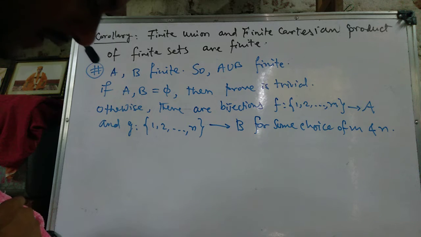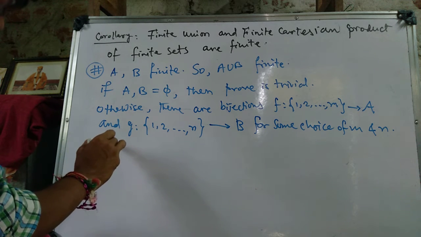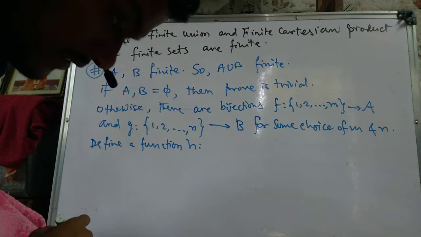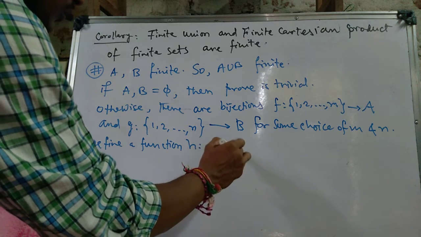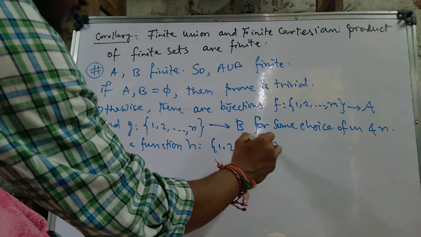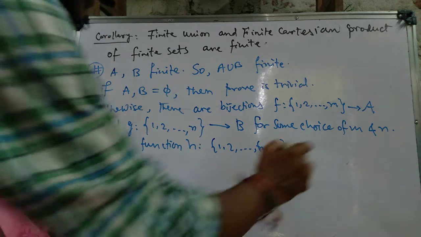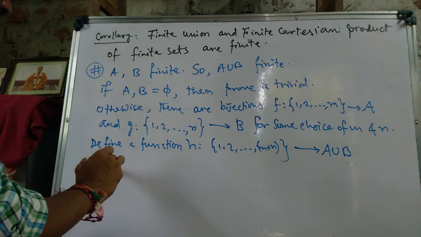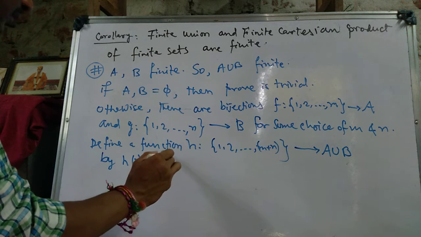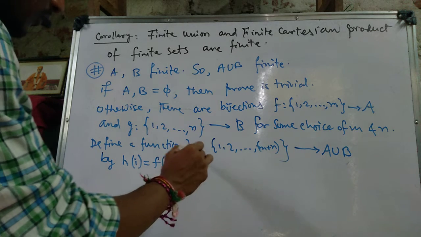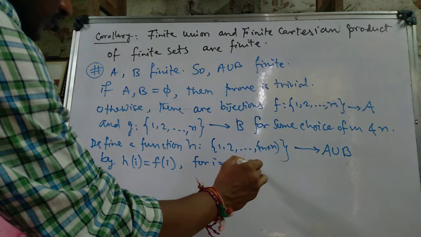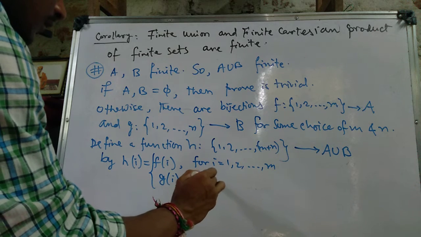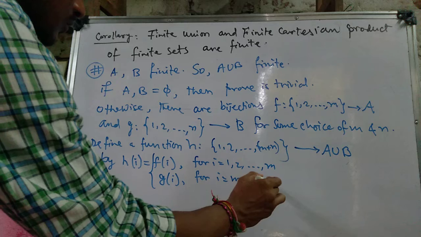Okay, define a function h from 1 to m plus n to A union B by h_i equal to f_i for i equal to 1 to m, and h_i equal to g_(i minus m) for i equal to m plus 1 to m plus n.